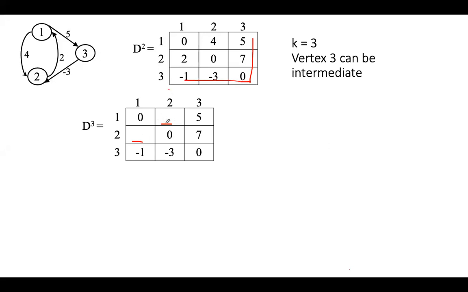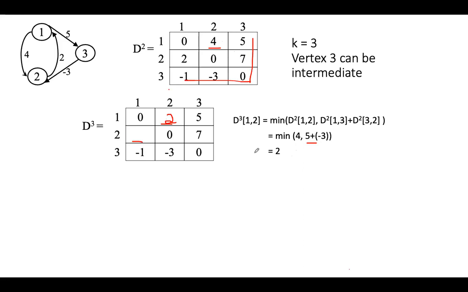D3 of 1 comma 2 will be equal to minimum of D2 of 1 comma 2, so this value, comma D2 of, we are going through 3, 1 comma 3 plus 3 comma 2. 1 comma 3 is 5. 3 comma 2 is minus 3. So this will be equal to 2. So minimum value is 2. For 1 to 2, we found out the minimum value is 2.